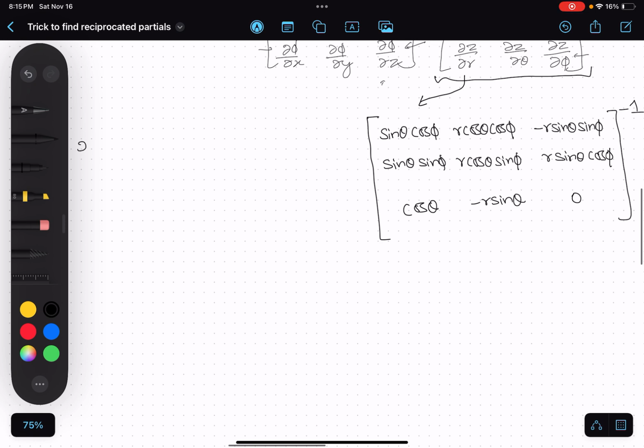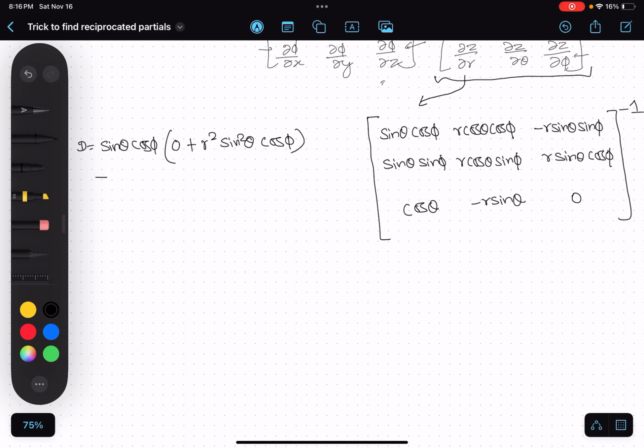So the determinant will be, first of all, take sine theta cos phi, and then the determinant of this, right? I think you know, guys, the determinant of this one. I guess all of you know that from your high school. So that will be 0 plus r square sine square theta cos phi, right?